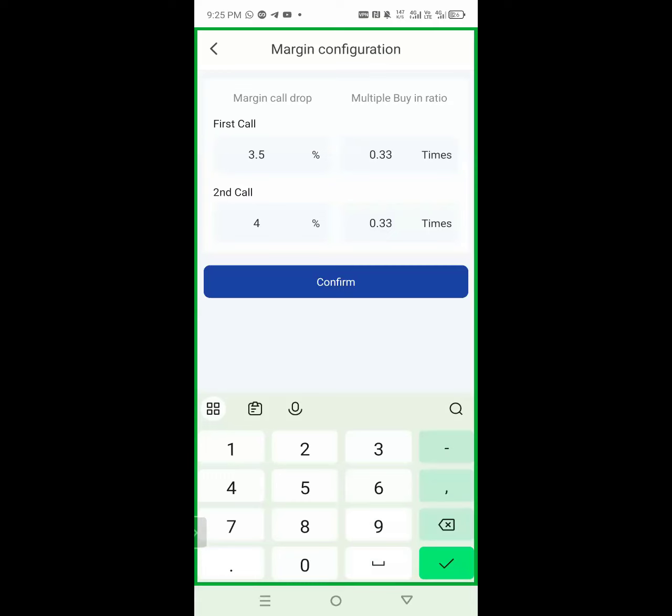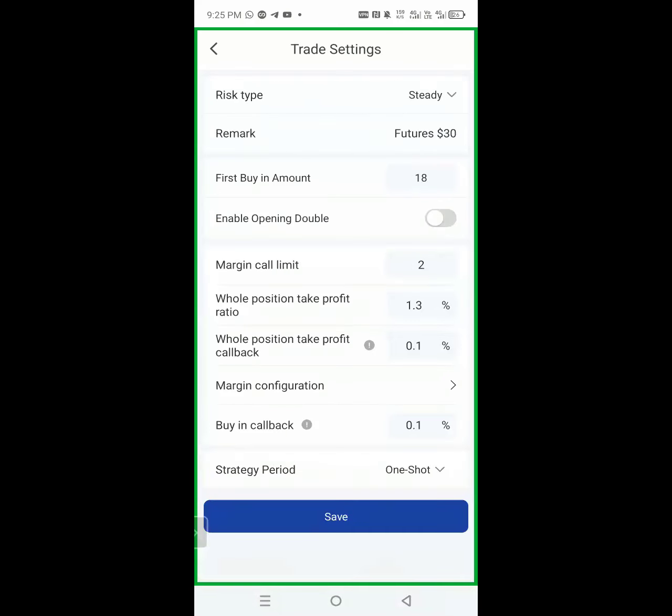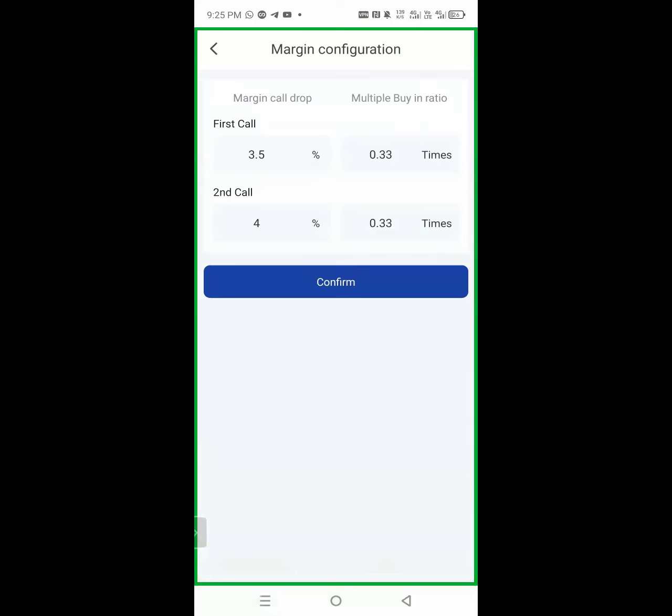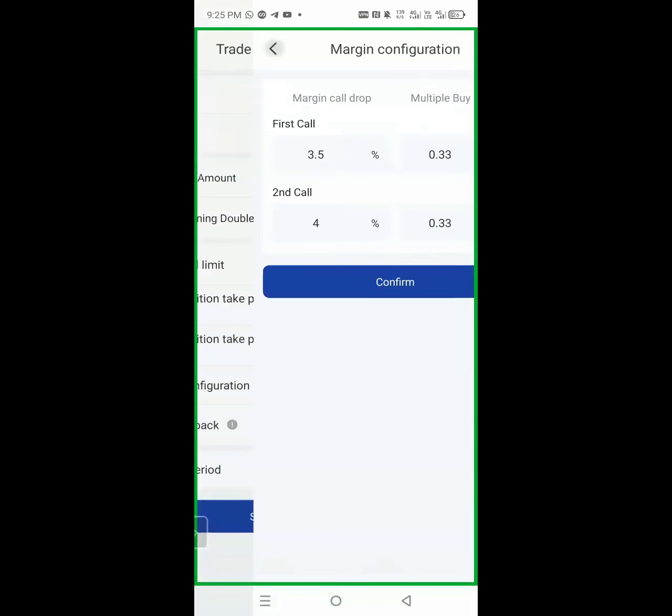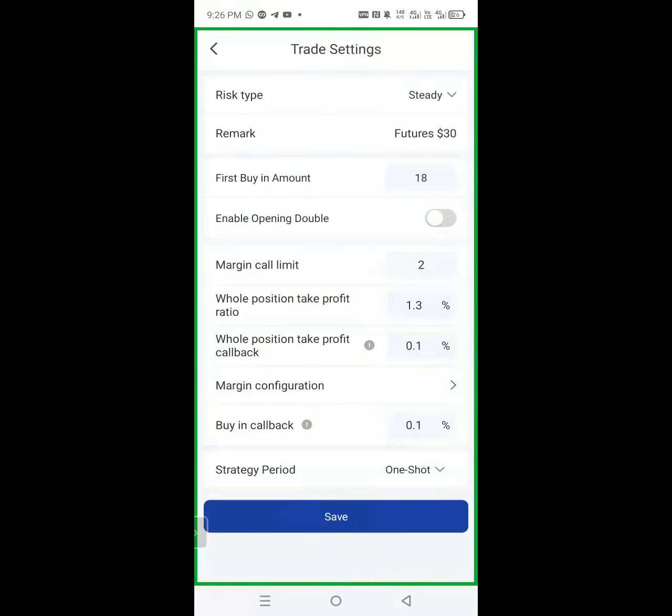You must click on confirm. If you go back, it will save. If you just press back, no. So when you finish setting here, you must click confirm. So this one, futures $30. So you click save.